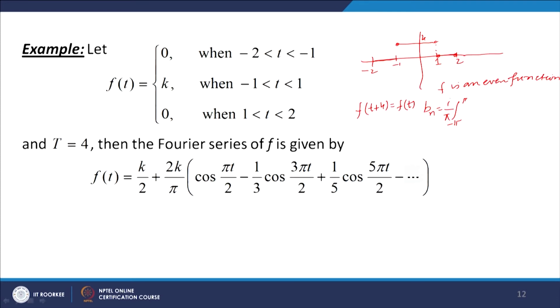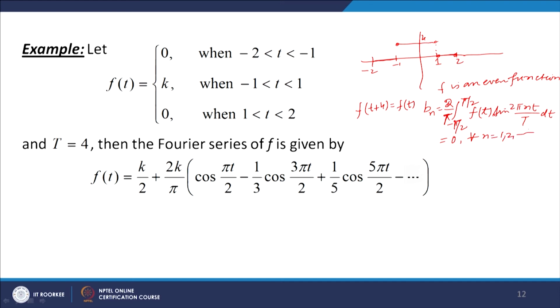Okay. So, let us use Bn equal to 2 over T integral from minus T by 2 to T by 2 of f(t) sin(2 pi n t by T) dt. Why am I writing this formula for Bn? First, because you will see that Bn is equal to 0 for all n. Since f is an even function and sin(2 pi n t by T) is an odd function, the product is an odd function, therefore its integral from minus T by 2 to T by 2 will be 0. So, this is 0 for all n.